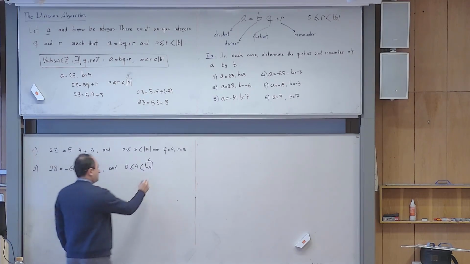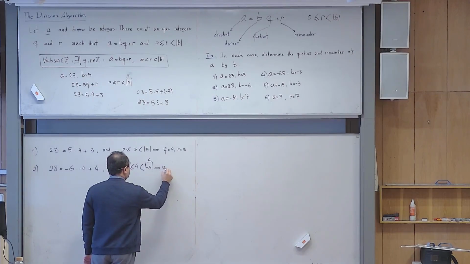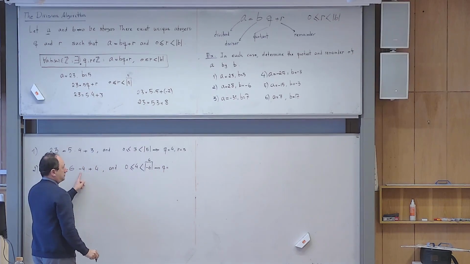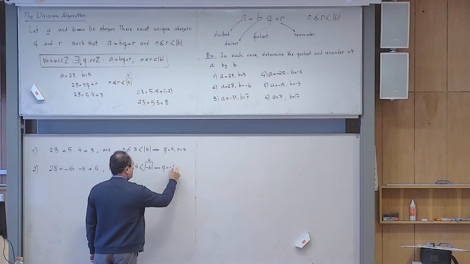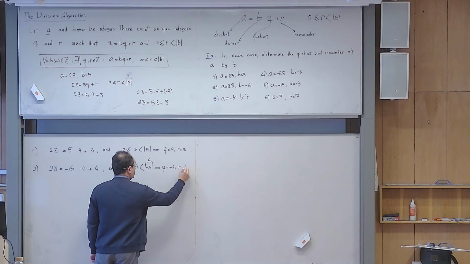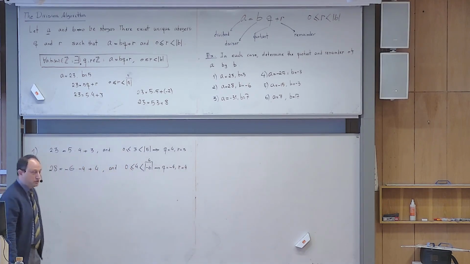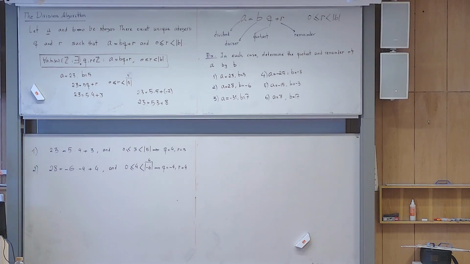Yes. So what you say for Q then? Q is negative. Yes, Q is negative. But what is R? Positive 4. So the quotient is minus 4, but the remainder is positive 4. The remainder cannot be negative, but as you see, the quotient might be negative, might be positive.